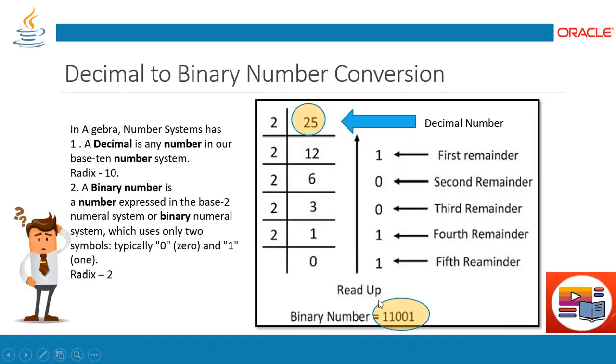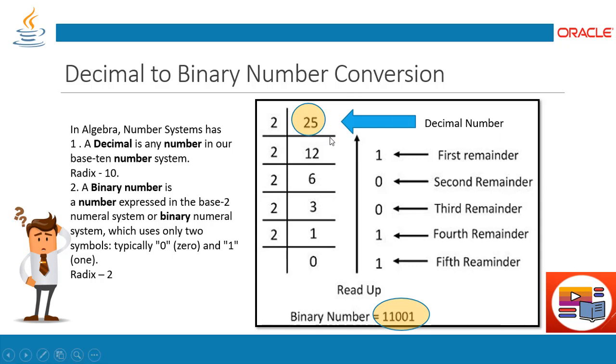Now let's see decimal to binary number conversion. In algebra, the number system provides many types of number systems, one of them is called the decimal number, which is any number in our base 10 number system, which has a radix equal to 10. Similarly, we have another type of number system called the binary number system. It is a number expressed in the base 2 numeral system, or binary numeral system, which uses only two symbols, typically 0 and 1, and whose radix is equal to 2.